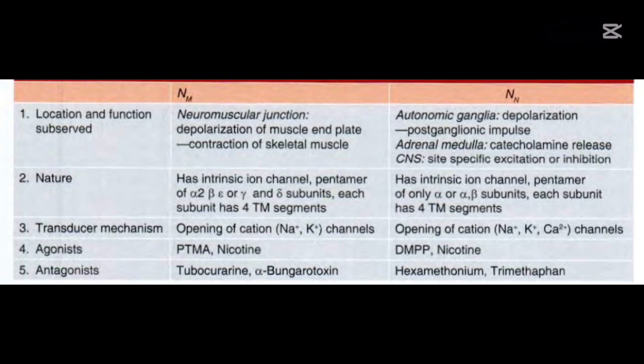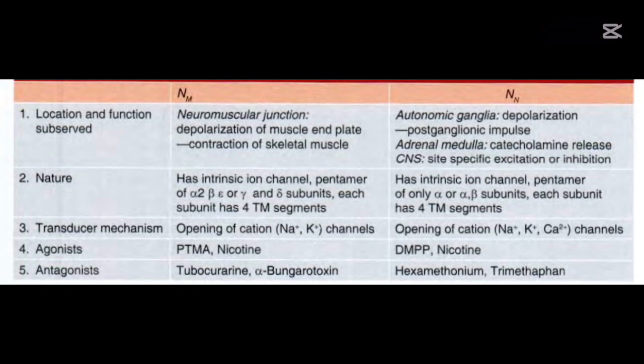So PTMA is phenyl trimethyl ammonium. Now the NN receptor, we call it the neuronal receptor, which is present in autonomic ganglia. They are activated by DMPP. What is DMPP? DMPP is called dimethylphenylpiperazinium. Don't forget. That is what is activating the NN receptor. They are blocked by what? Hexamethonium. So hexamethonium is blocking the NN receptor, while tubocurarine is blocking the NM receptor.